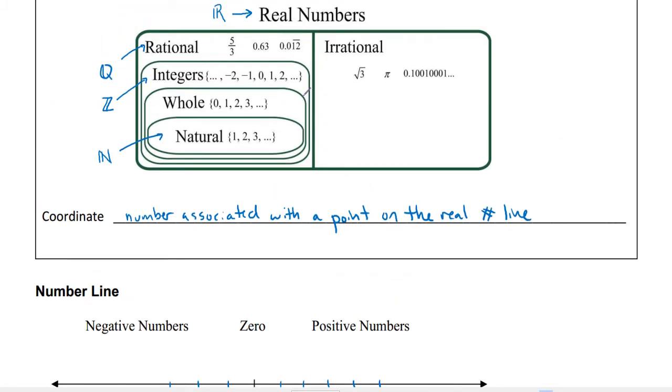Real numbers make up both rationals and irrationals, but the integers fall under this category of rationals because they are fractions. You could just take them and divide them by 1, and that would be a representation of them.